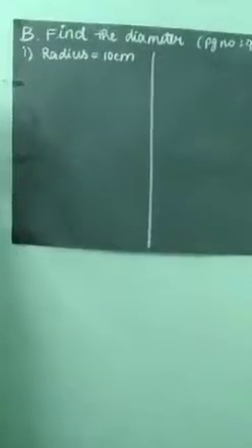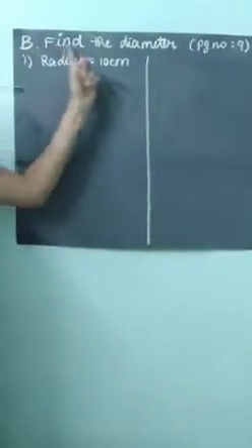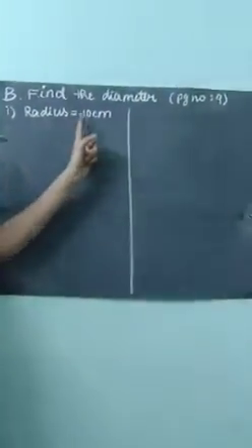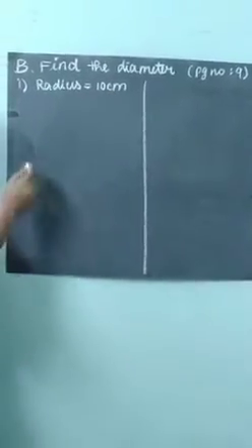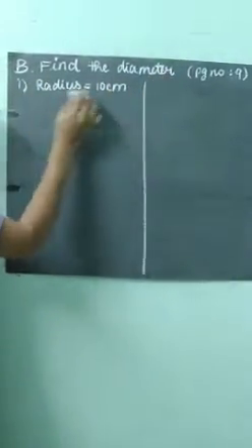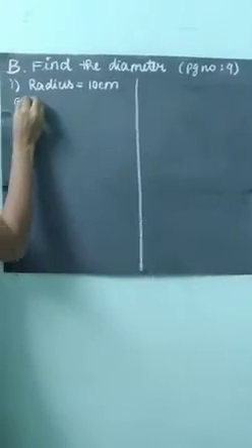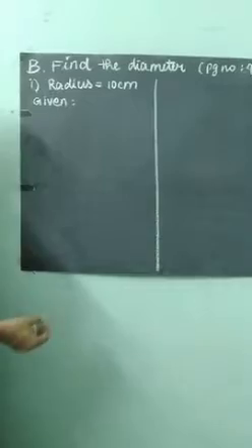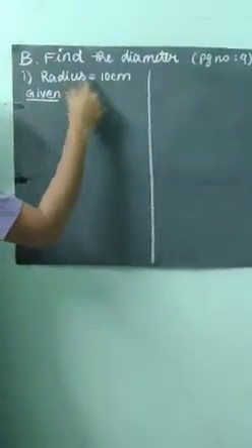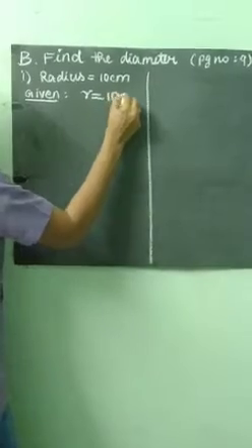Now find the diameter of the circle. This is a sum. Diameter means you just write D. Radius means small r. Keep in mind. Now page number 9, B. Find the diameter of the circle. First sum: radius equal to 10 centimeter. First take your note. First write the question. Then write given. What is given? Radius r equal to 10 centimeter.